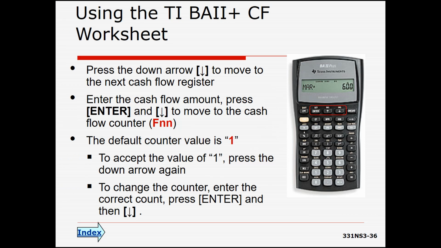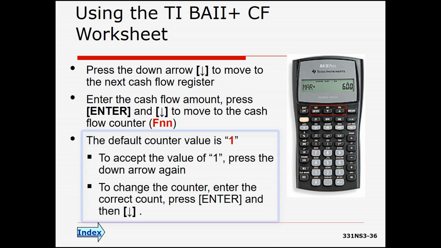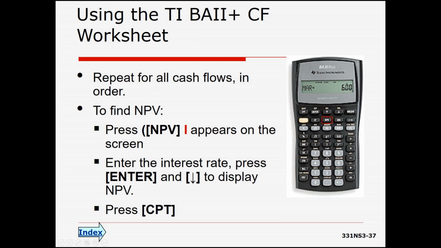If successive cash flows are the same amount, you don't have to, but you can, enter each one separately. You can use the frequency counter to tell the calculator how many cash flows are the same. The default value is 1. You can enter that, press down again. Continue entering your cash flows and frequencies until they're all entered.